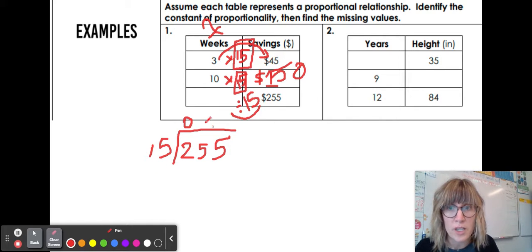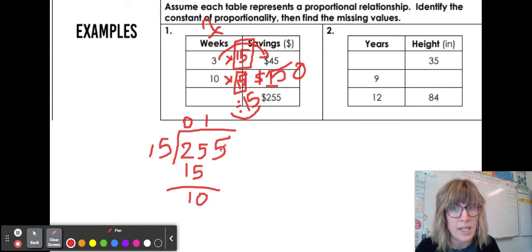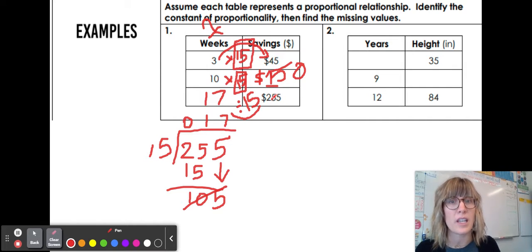So it goes into 2 0 times, 15 goes into 25 one time, which is 15. When we subtract, we end up with 10. Well, 15 doesn't fit into 10, so we can bring it down now. And how many times does 15 fit into 105? That is 7. It fits exactly, so we have nothing left over. So after 17 weeks, you will have saved $255.